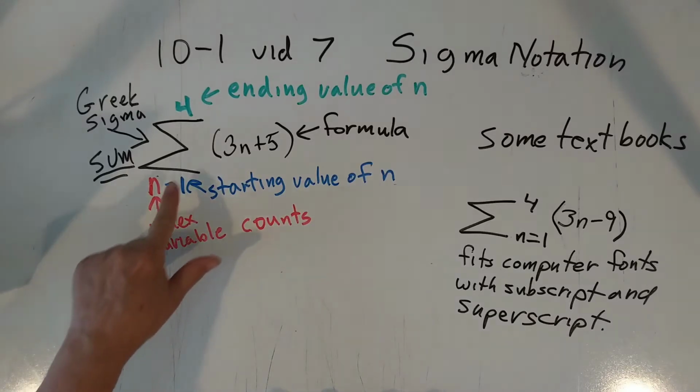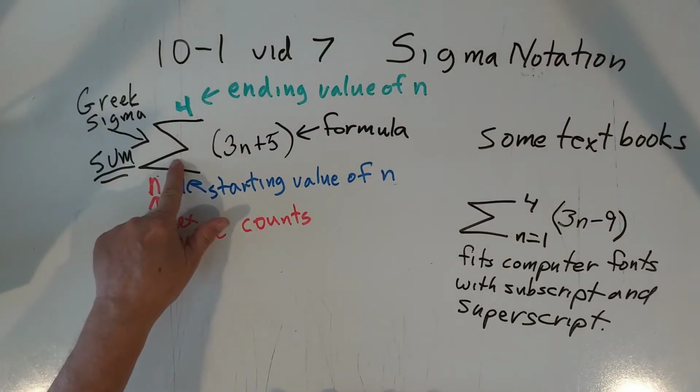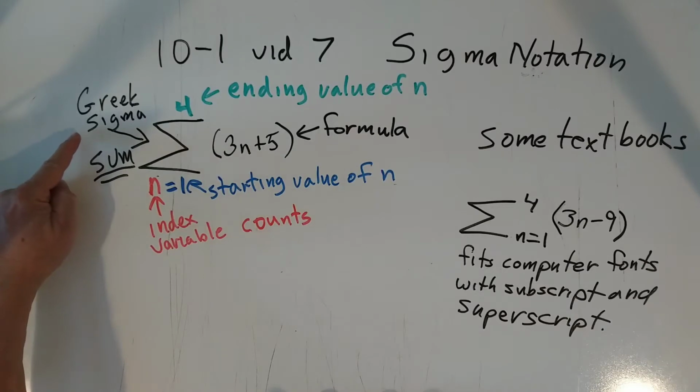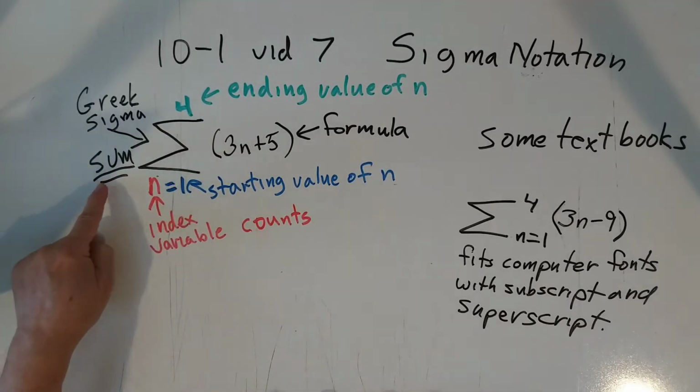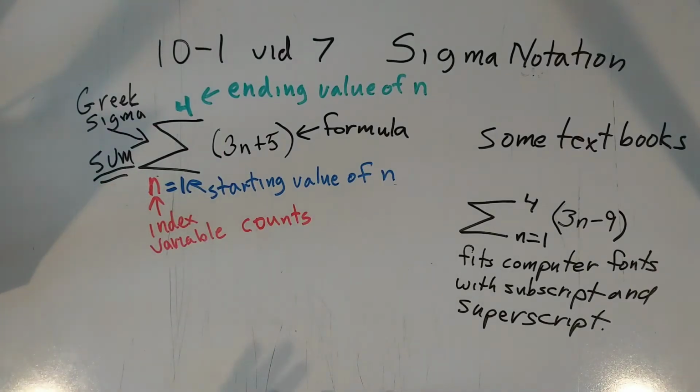If you'll notice here, I have a sigma sign. A sigma is the Greek capital S, and S means a sum. A sigma is telling us to add up numbers in a series.